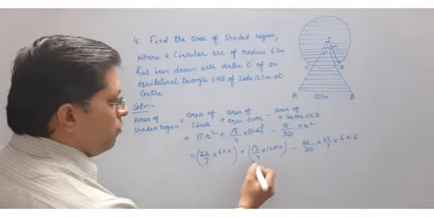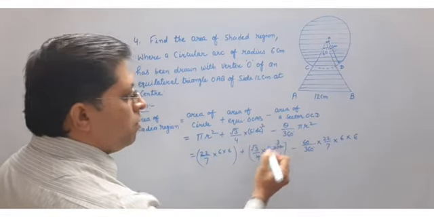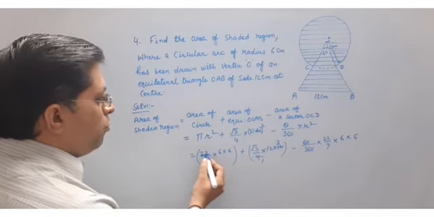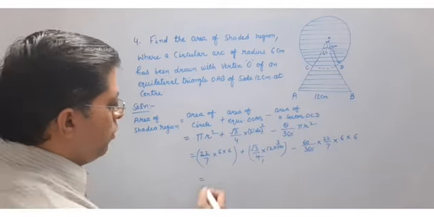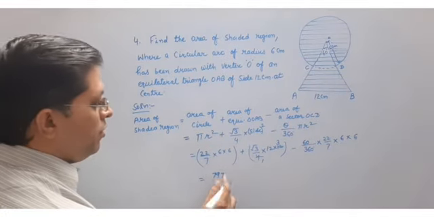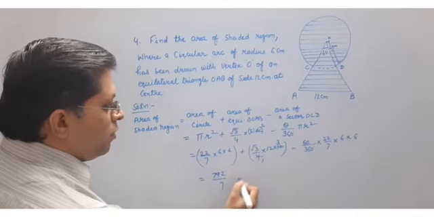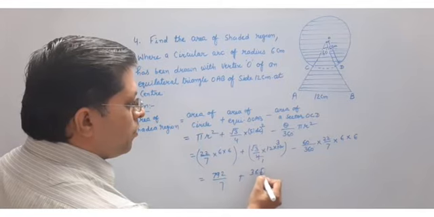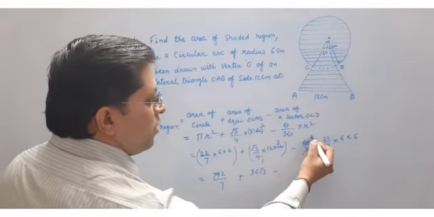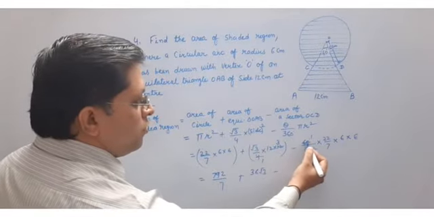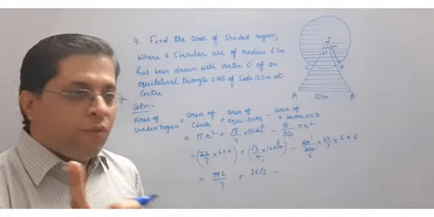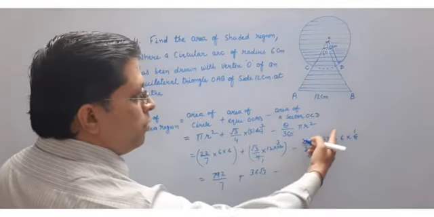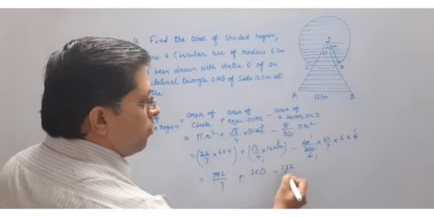Okay, now come on. 4 1 are 4, 4 3 are 12. Now see here. 22 into 36, this will be 792 upon 7. Then plus 36 root 3, since 12 3 are 36 root 3. And cut: 6 1 are 6, 6 6 are 36. Then 6 cancels with 6. This will be 22 into 6, 132 upon 7.